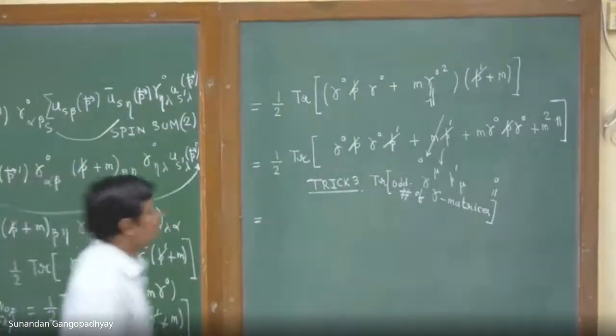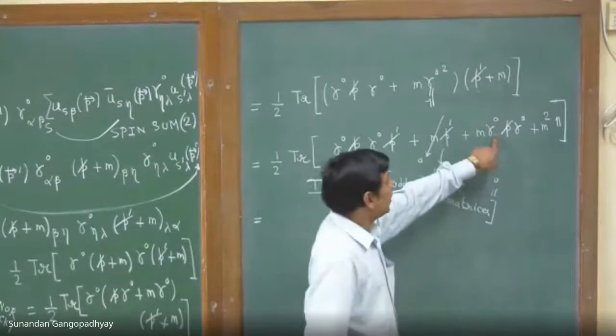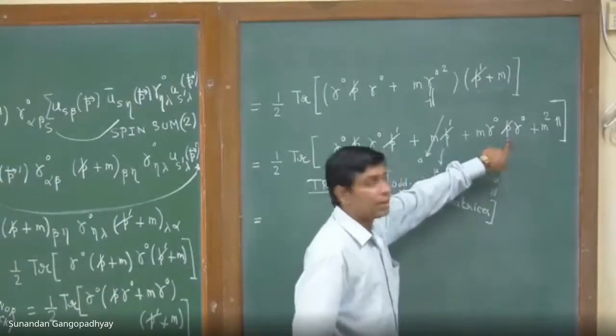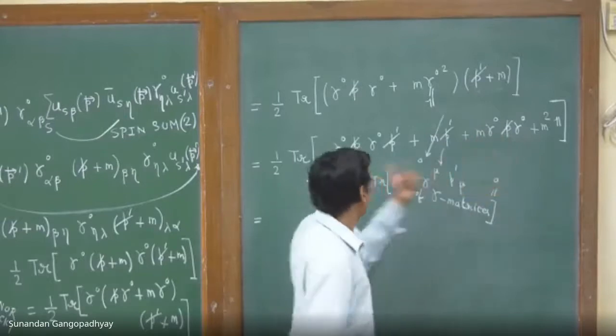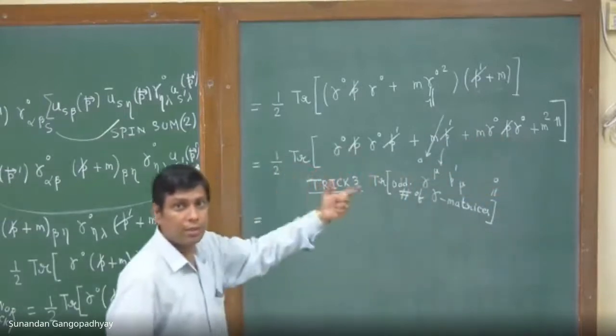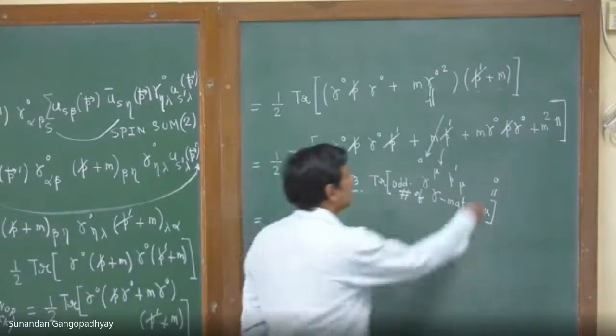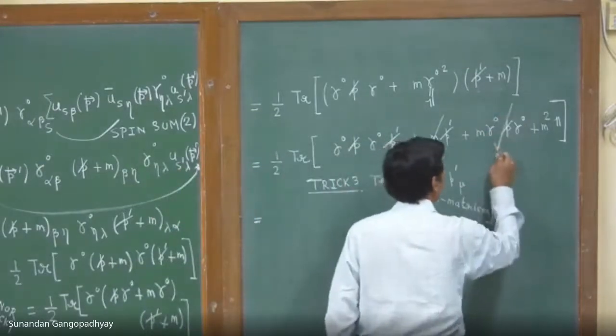So this is also gone. Here also you can see that there is one, two, and another gamma coming from P slash. So these are the product of 3 gamma matrices, and you have to take the trace of the product of 3 gamma matrices. So this term is also there. Also gone.